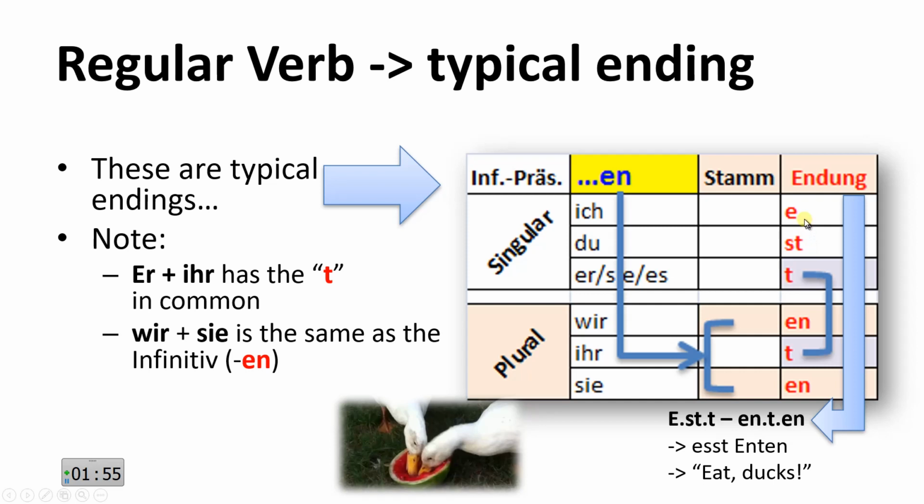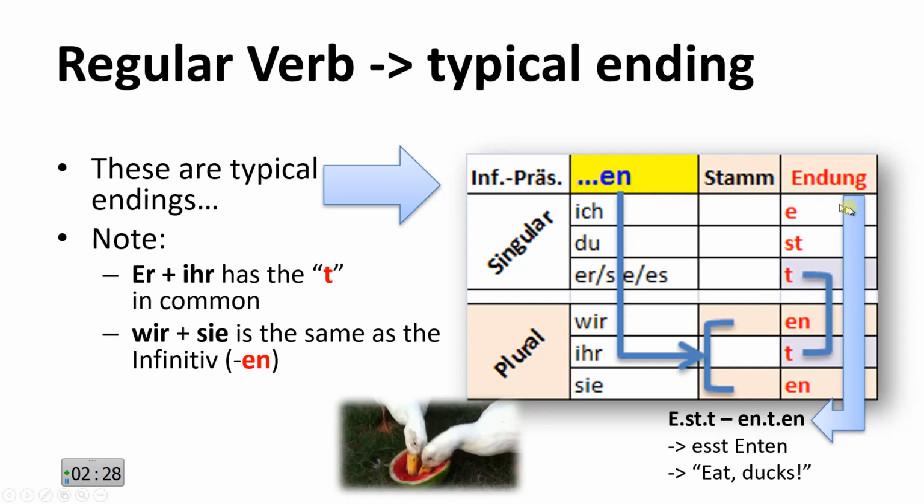So when we look at these endings, E, ST, T, EN, T, EN, you see that the third person singular is identical to the second person plural, both end on T. And also the first person plural is identical to the third person plural, both end on en. Not only that, they have the same ending as the infinitive, meaning they are identical to the infinitive.